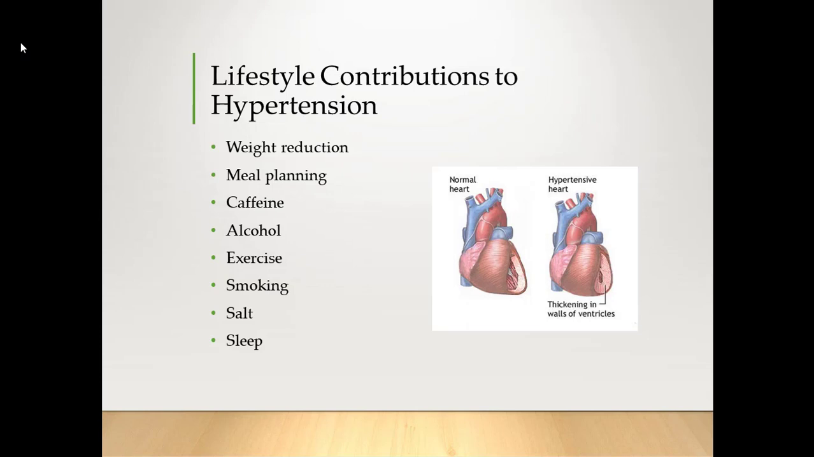Meal planning. Maybe they aren't running to McDonald's and grabbing the highest sodium burger they have. Caffeine and alcohol. Exercise, getting on an exercise program. Smoking elevates the blood pressure because nicotine actually constricts the blood vessels, so the heart has to work harder to get the blood to where it needs to be. Sodium or salt, and then sleep. If people aren't sleeping, their blood pressures are going to be elevated.